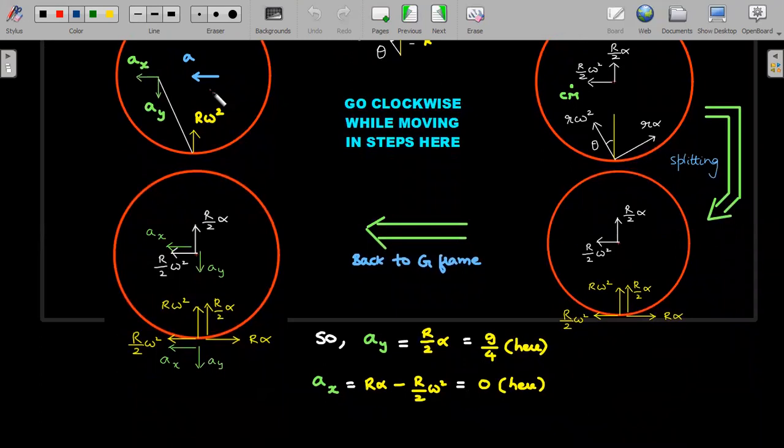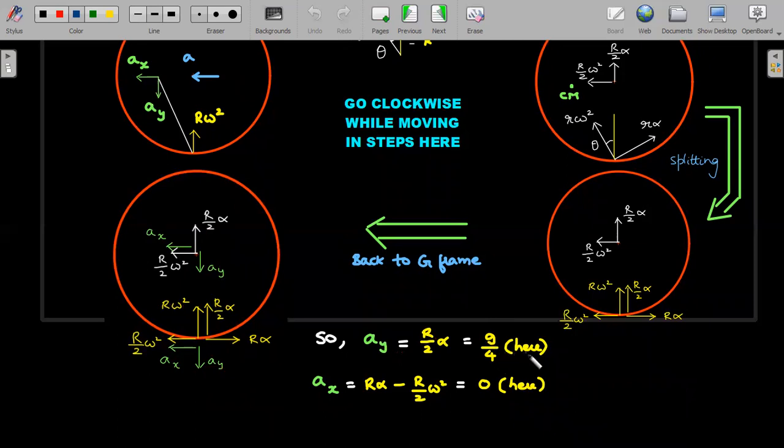So concentrate simultaneously on these two diagrams. From this one, which is easier, you could see in the vertical direction, only r omega square should survive. That means this should be there. So this r by 2 alpha and this ay should be equal to each other. This is this way. And we already had r alpha is g by 2 in the previous slide.